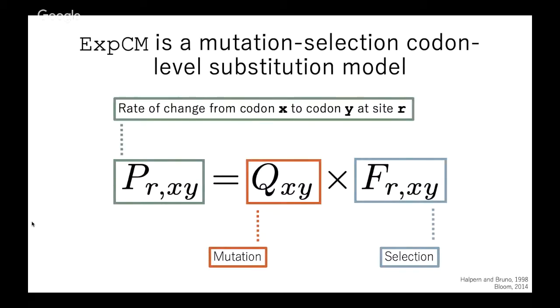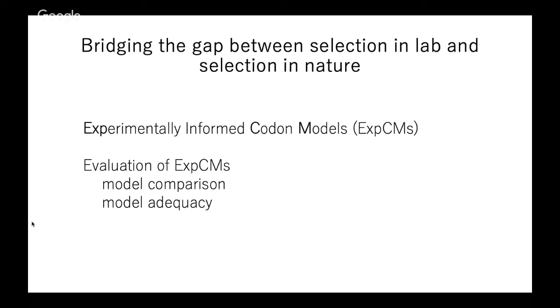So after we build these models, this is the final ExpCM and how we incorporate our deep mutational scanning measurements to model selection on amino acid changes. Next I'm going to talk about how we evaluate this model. I'll show you some results from model comparison techniques we've been using and some of the questions we can answer with those. And then I'm going to talk about future work that we want to do using model adequacy tests to evaluate these models a little bit more.